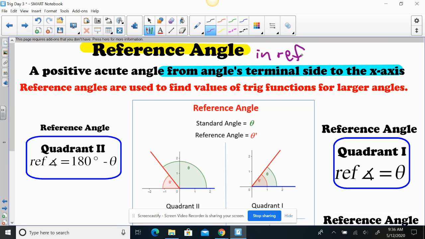All right, so the reference angle pretty much is saying in reference to the x-axis. Remember, the x-axis is the boss. So from the angle's terminal side to the x-axis, it needs to be positive, and basically we're just saying what is the shortest distance from the x-axis.